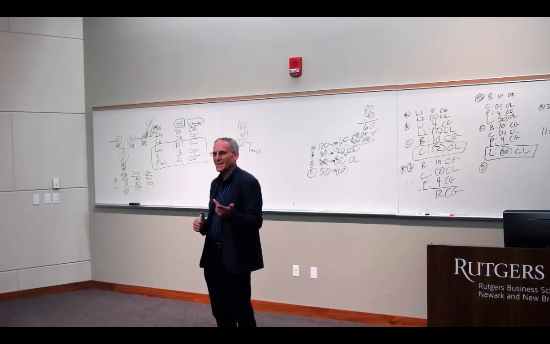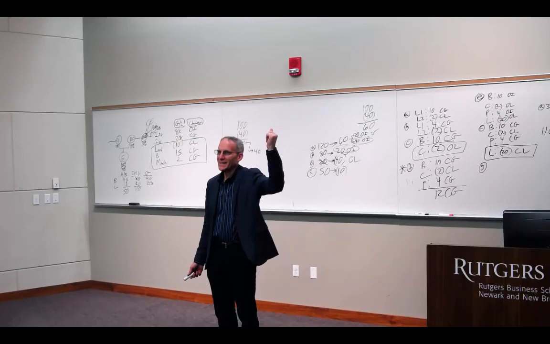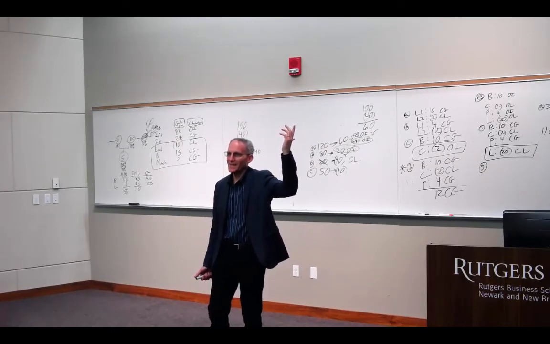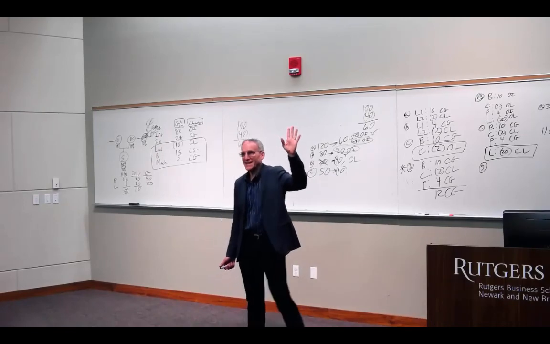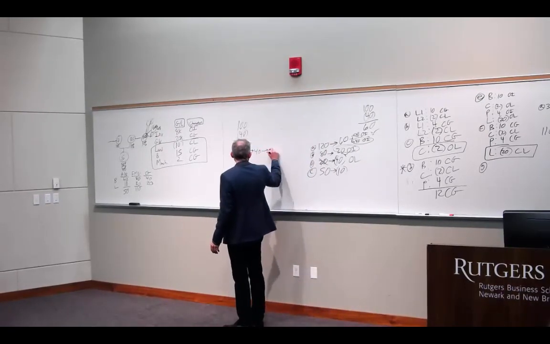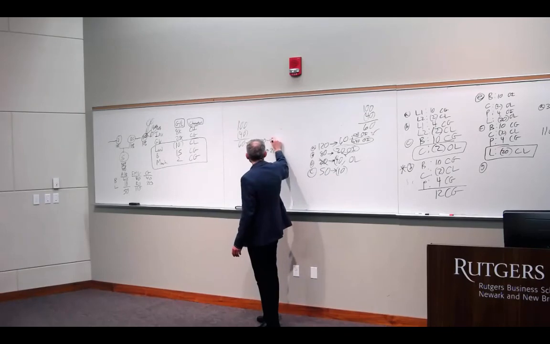Mike? Why? You sold it for 40. The losses exceed the gains, Joe. It's only one asset, right? You sold it for 40. We'd have a $20 loss, right? Everyone got that? We'd have a $20 loss, right? If we sold it for 70, we'd have a $10 gain, okay?